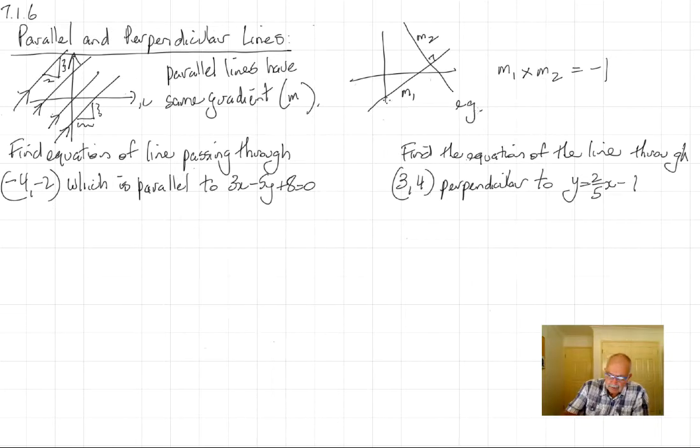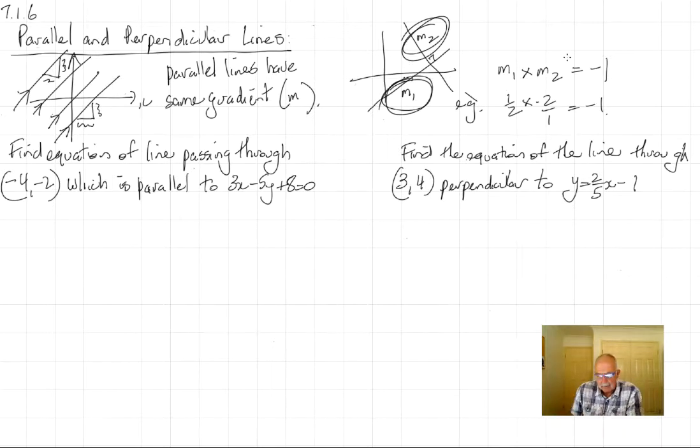For example, in this case, let's just say m1 is equal to 1/2. It's rising as we go left to right, and m2, because it's falling, would be -2, because when you multiply those two together, the 2's will cancel and we'd be left with -1. So if you know the gradient of one of the lines and you know the other line is perpendicular, then you could work this out by rearranging that equation. So let's do two examples that show you how these work.